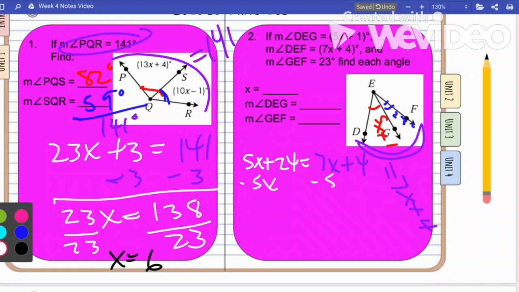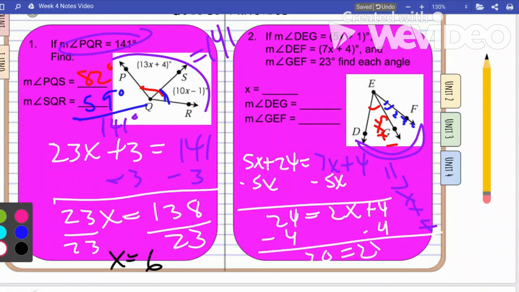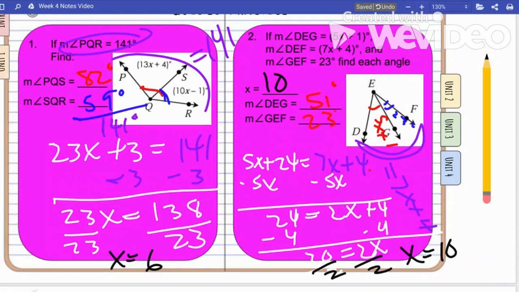Subtract 5x from both sides. We get 2x plus 4 equals 24. Subtract 4 from both sides. 20 equals 2x. Divide by 2. We get x equals 10. Plug it back in. DEG is 51 degrees. Angle GEF, we already know, is 23 degrees. And then the measure of angle DEF is equal to 74 degrees, and 51 plus 23 is 74.